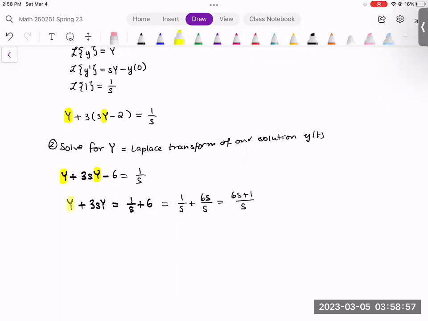All right, our goal was to get Y all on its own. So we see it in 2 spots on the left. It's a factor of both of these terms, so I'm just going to factor it out. Okay. All righty. And now we can divide through by 1 plus 3s.